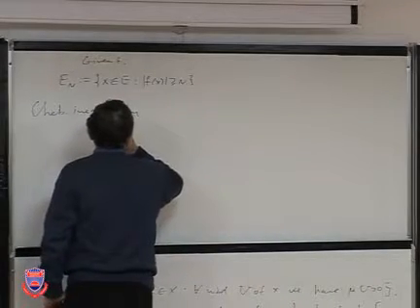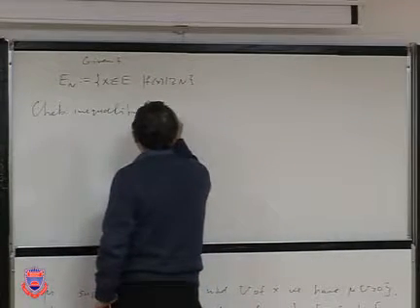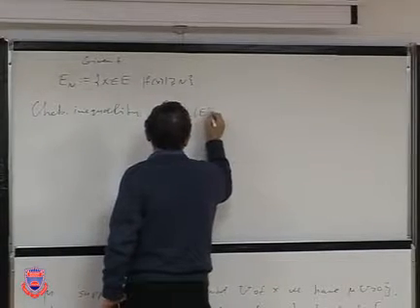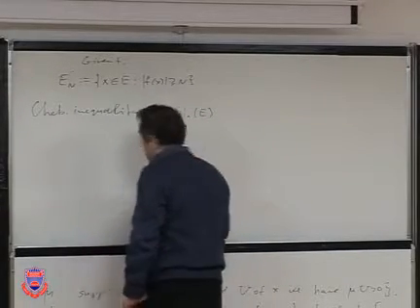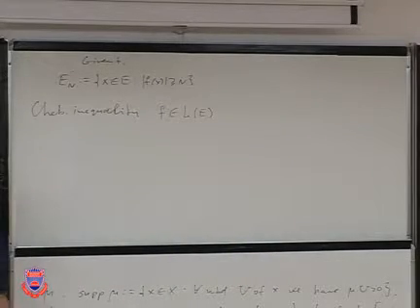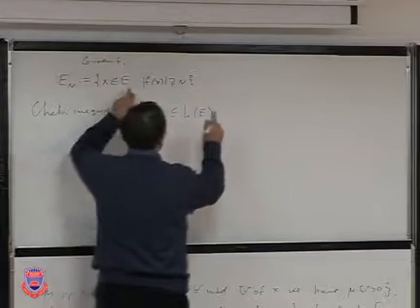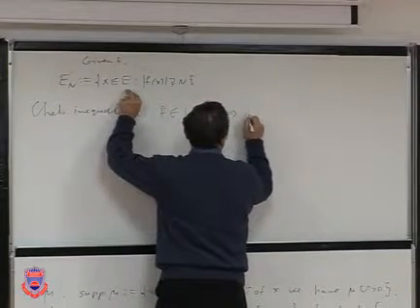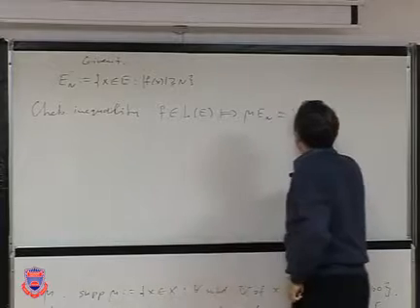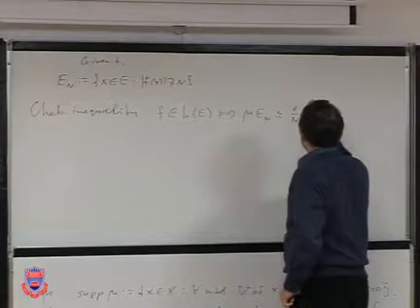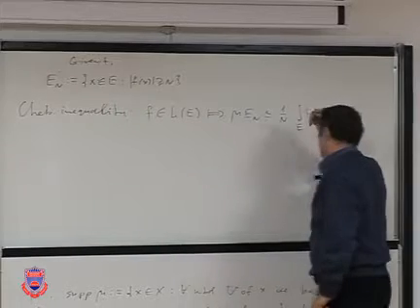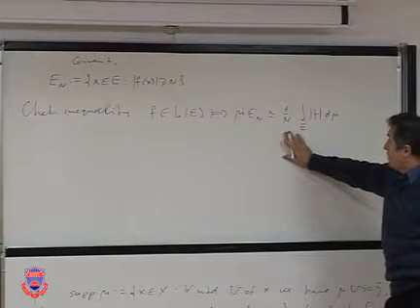Chebyshev inequality is the following. Suppose that function f is integrable on the set E, then we have that the measure of the set can be estimated from above by 1 over n and the integral of modulus f, and here d mu, of course, is the integral over the whole set E.